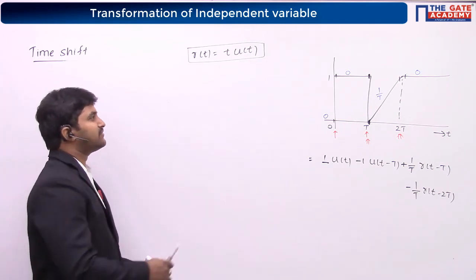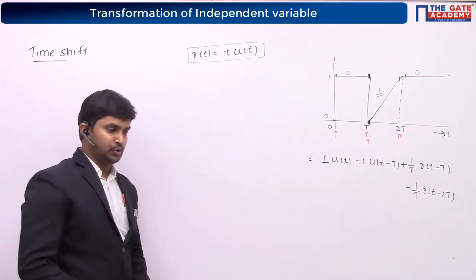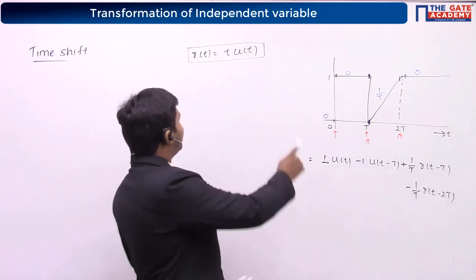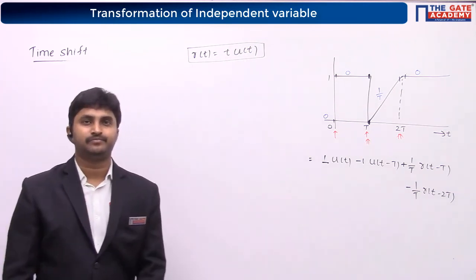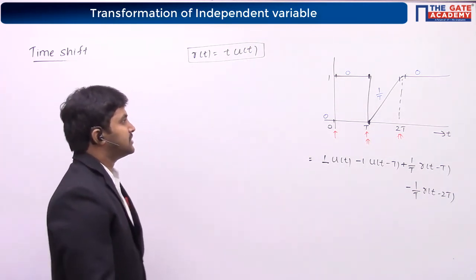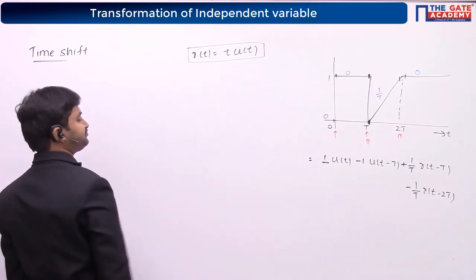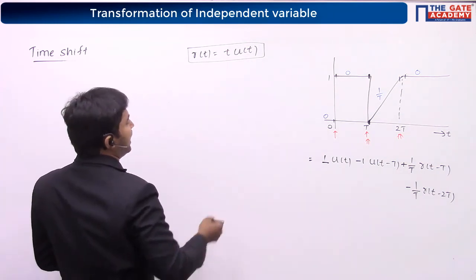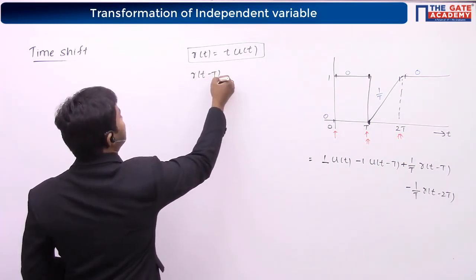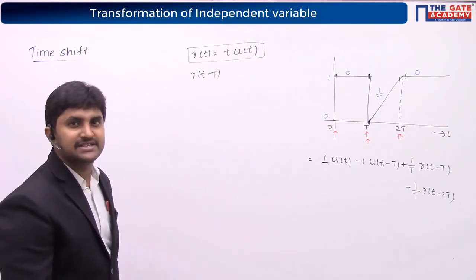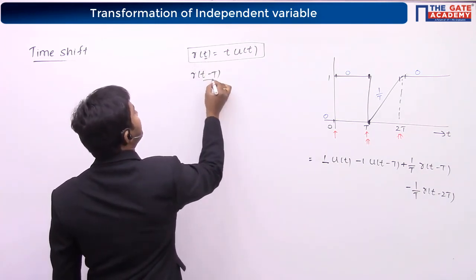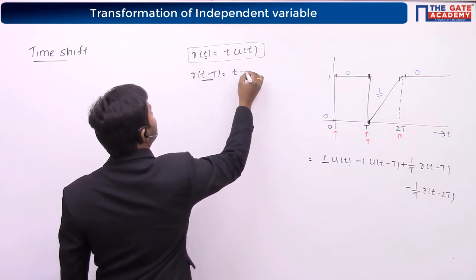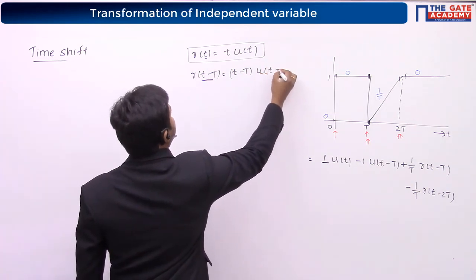So this is the place where you might not be given it directly in terms of r, but r is nothing but t into u of t. That is where we have to know this relation. So if r of t is t into u of t, I can write r of t minus capital T by just replacing t with t minus capital T. Then it will become t minus capital T into u of t minus capital T.